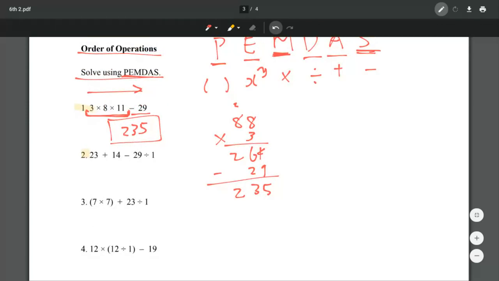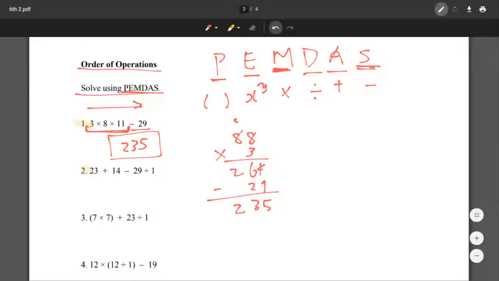Number 2, we have 23 plus 14 minus 29 divided by 1. Okay, so what are we going to do first? Do we do 14 minus 29 first, or do we do 29 divided by 1 first, or what? Well, we have PEMDAS to help us, right? And then, according to PEMDAS, we have to do division first, right? And then addition before subtraction. So addition second.